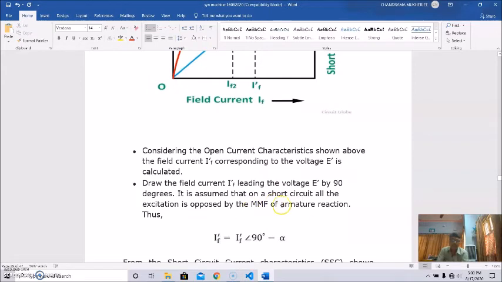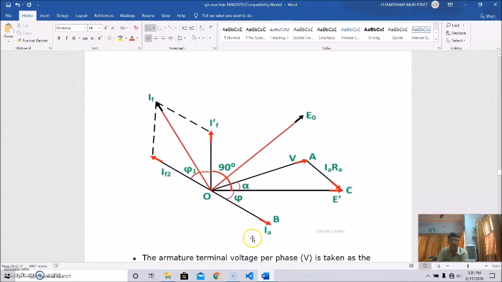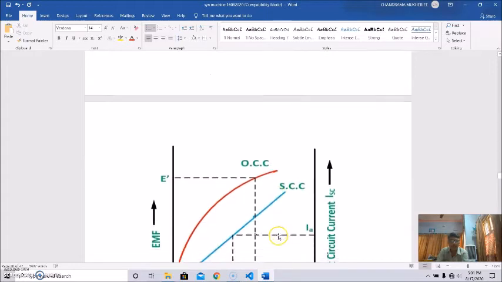It is assumed that on a short circuit all the excitation is opposed by the MMF of armature reaction. So IF dash should be at 90 degrees minus alpha. This angle of IF dash should be with respect to V. This is 90 degrees, this is alpha, so the leading angle is 90 degrees minus alpha. This is the angle between V and IF dash. Clear?